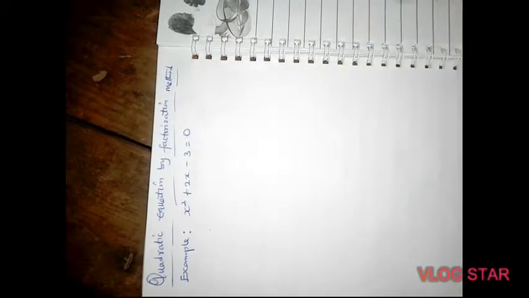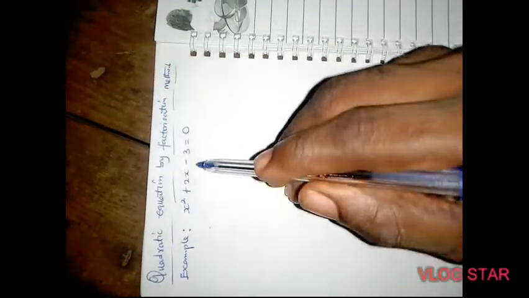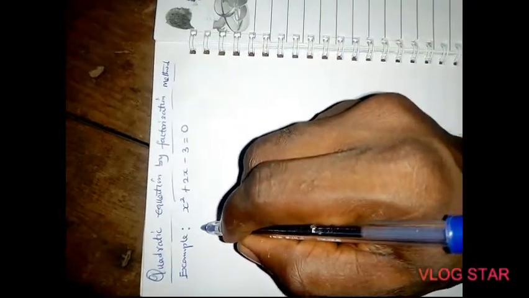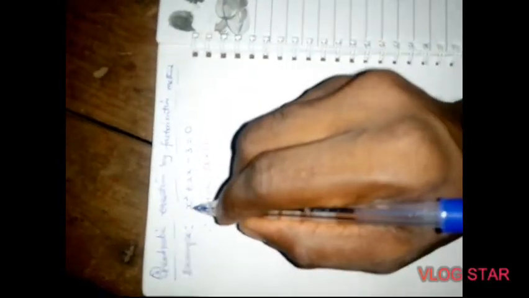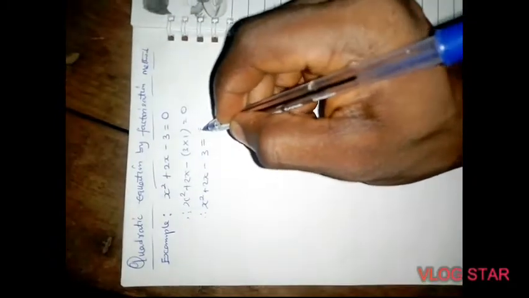The first thing is multiplying the constant by the coefficient of x squared. Now from this example, the coefficient of x squared is just 1. Therefore, you multiply the constant: x squared plus 2x minus 3 multiplied by the coefficient of x squared, which is 1, equal to 0. Therefore, what we have here is x squared plus 2x minus 3 times 1 is 3, equal to 0.